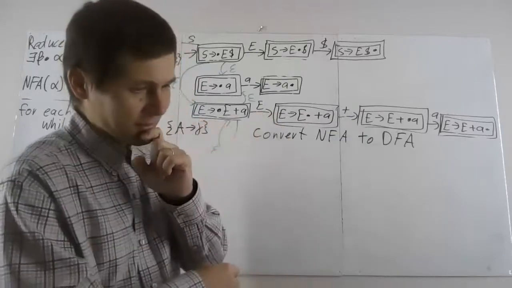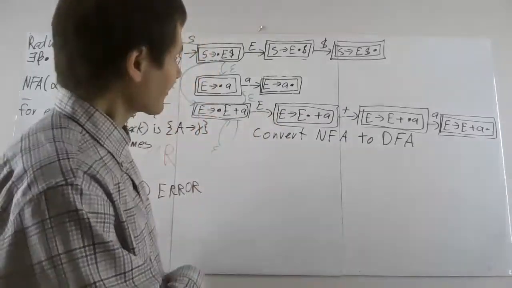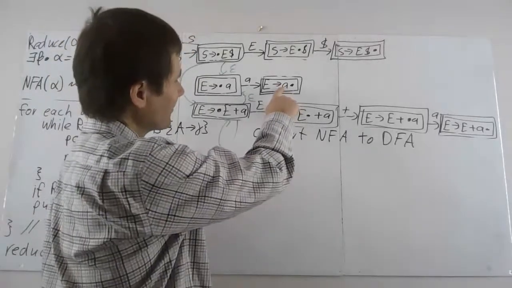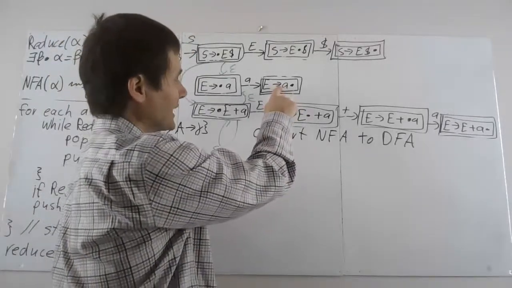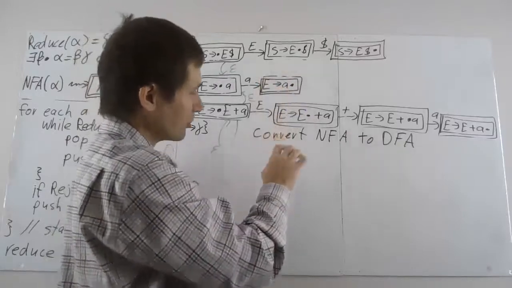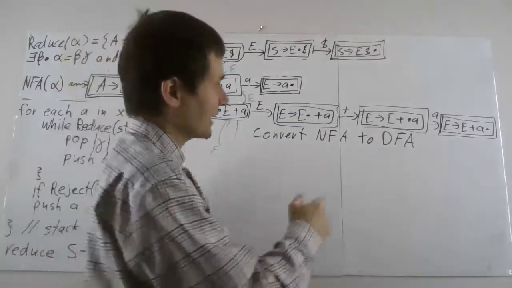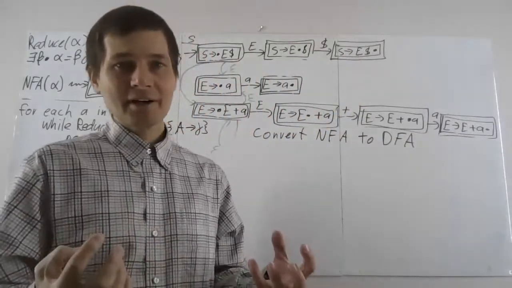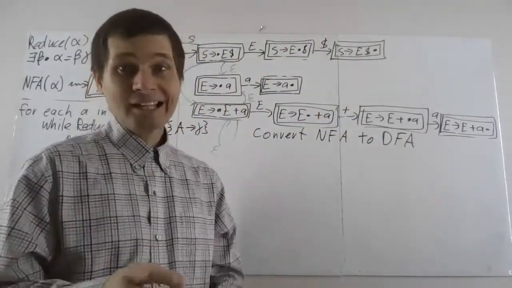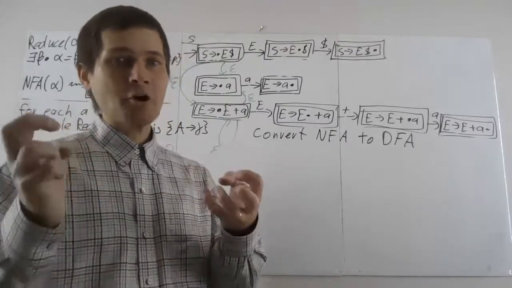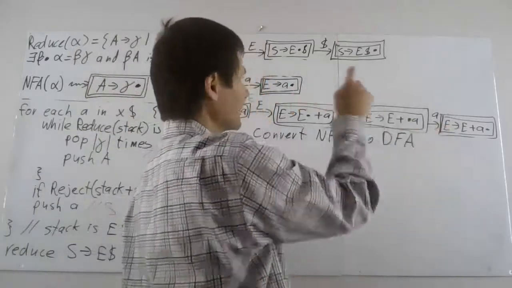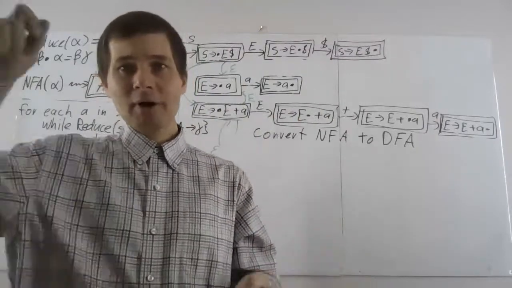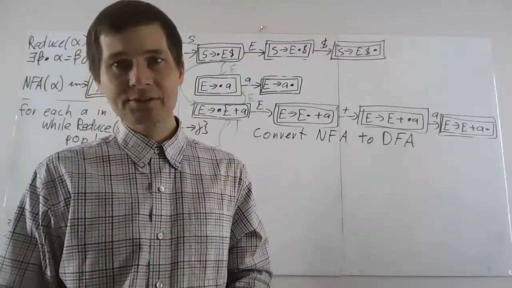But I have to be careful here, because if the NFA says, if you reduce by this production rule, you'll still have a viable prefix, and if you reduce by this other production rule, you'll still have a viable prefix, then that's bad because then I don't know which production rule is the right one. And in fact, both could be the right one depending on what the rest of the input is.